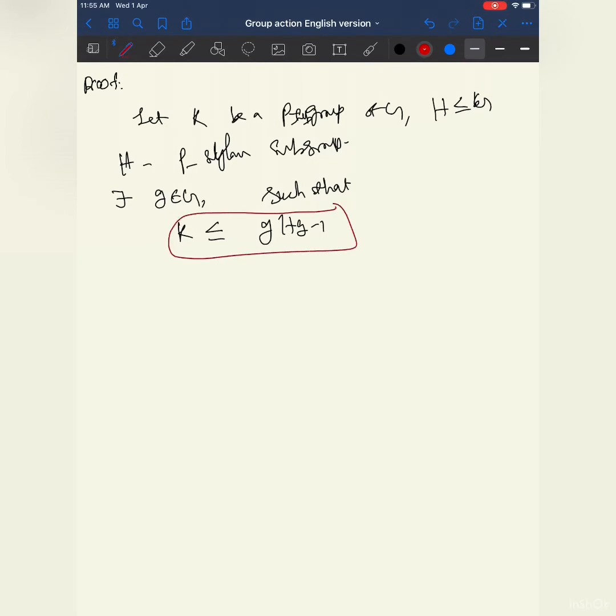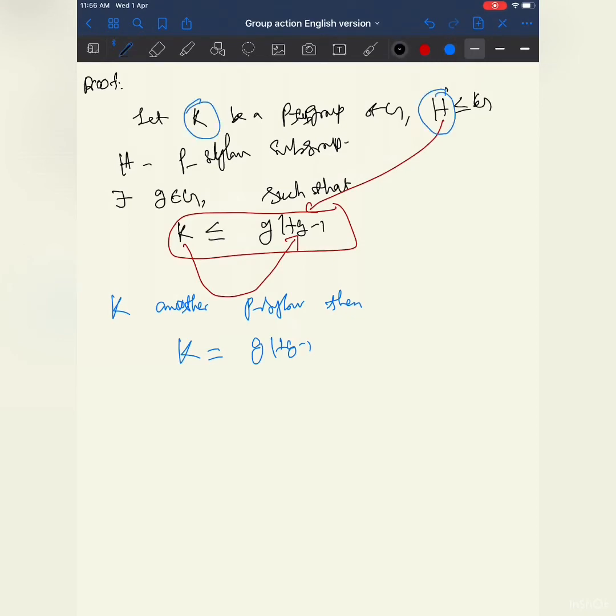If I prove this, then K is accommodated in another Sylow subgroup which is conjugate to H. In fact, if you choose K to be another p-Sylow, then K equals gHg inverse, because the orders are the same, right? So I prove both the statements. All I have to prove is this statement. So remember that H is fixed, and I have to find that g.